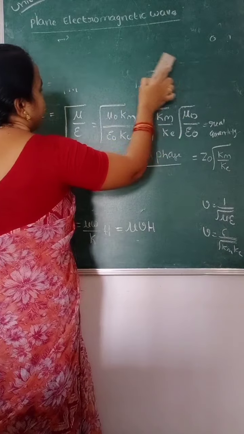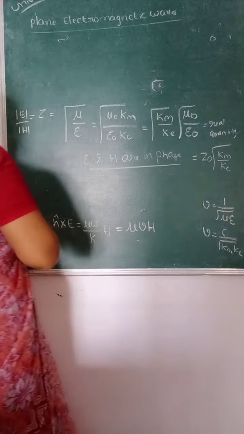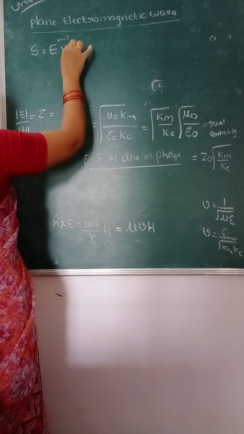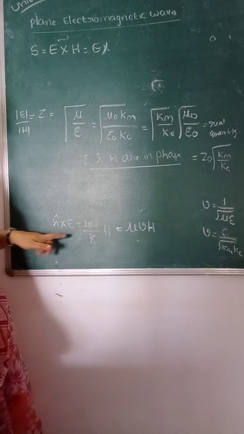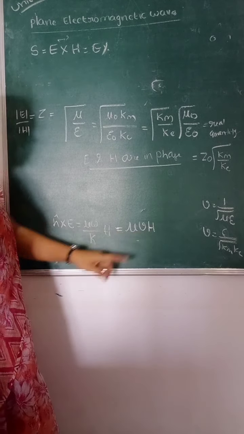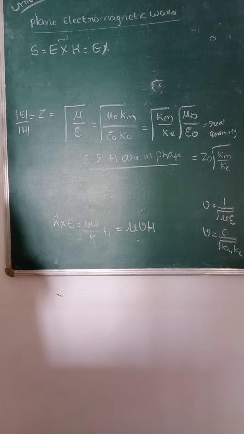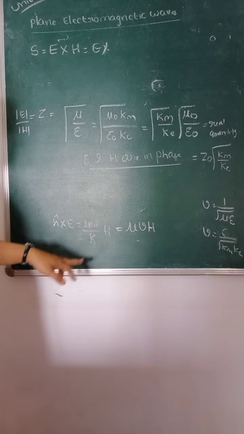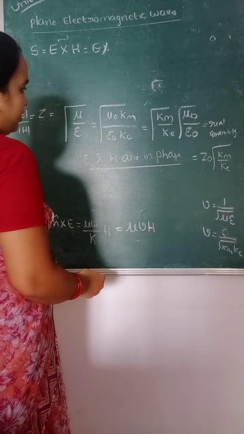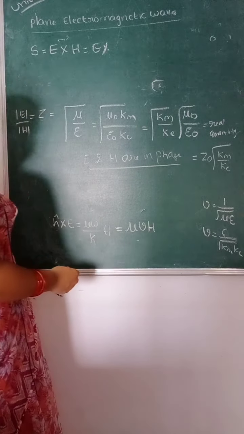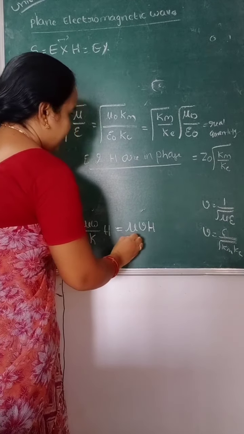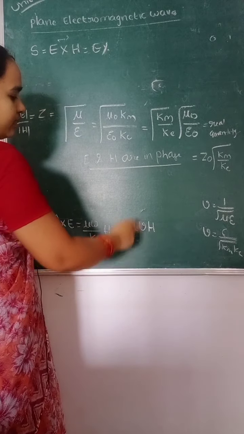Next one is the Poynting vector. Poynting vector means the energy flowing per unit area and per unit time, which is calculated as the cross product of E and H. E cross H is 1 by mu v, and cross E is equal to... we can write this mu v as the impedance Z, because v is 1 by root of mu into epsilon naught.